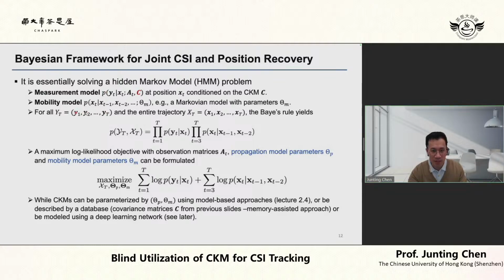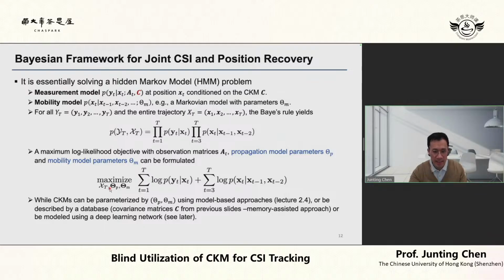If we have collected all the observation data, and then we lump all the location variables together, then using Bayes' rule, we can formulate the joint probability between all the observations and all the footprint of the trajectory, right? And then we can formulate a maximum log likelihood problem to maximize this joint probability over the entire trajectory, the footprint of the user, the parameters of the propagation model, the parameter of the mobility model, right? So this is essentially the framework, the idea of the joint CSI and position recovery problem.